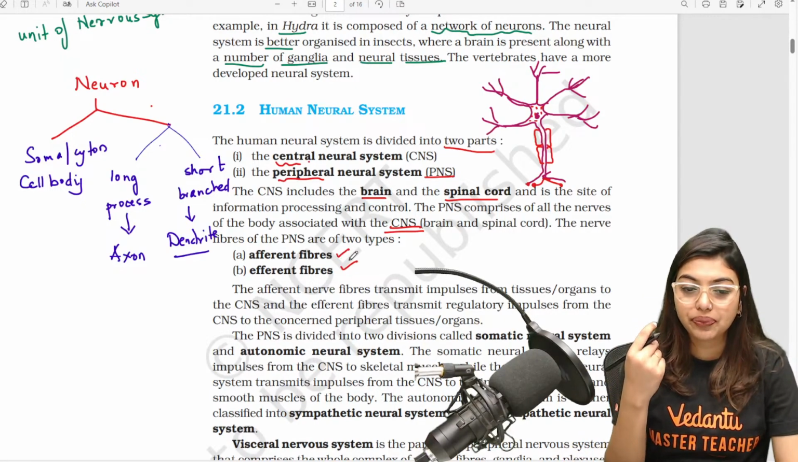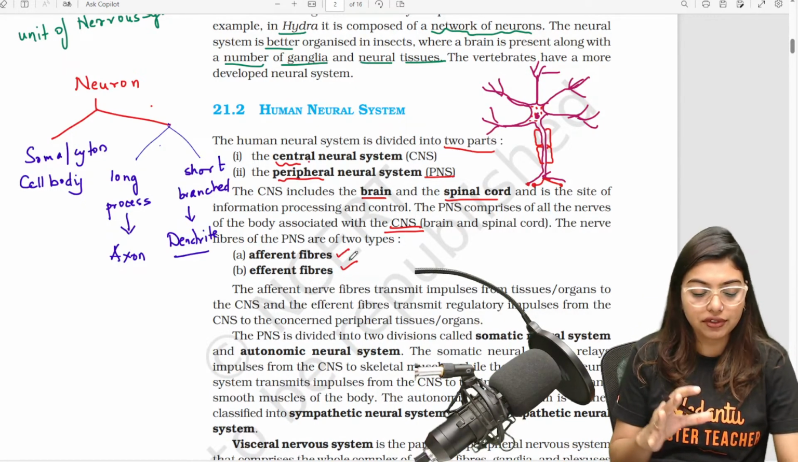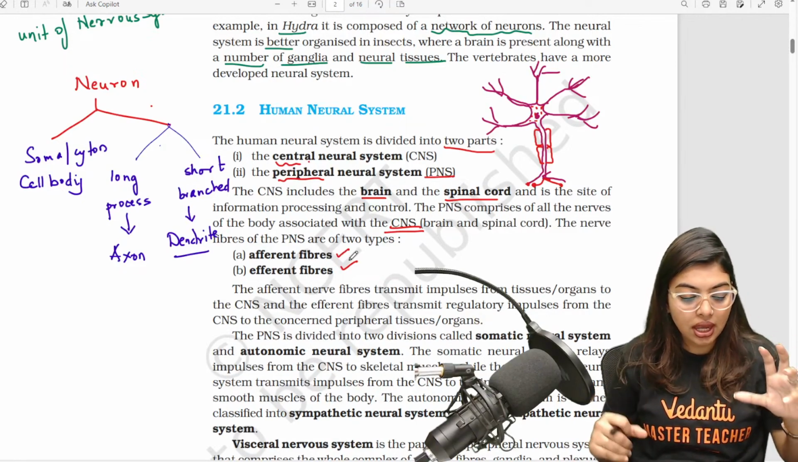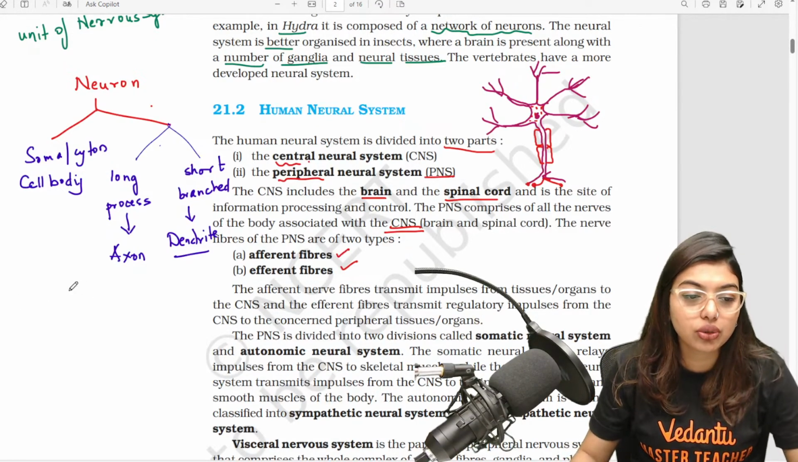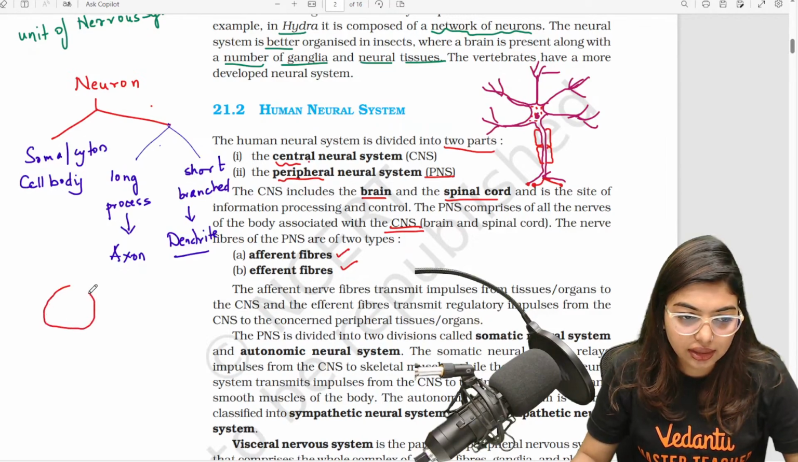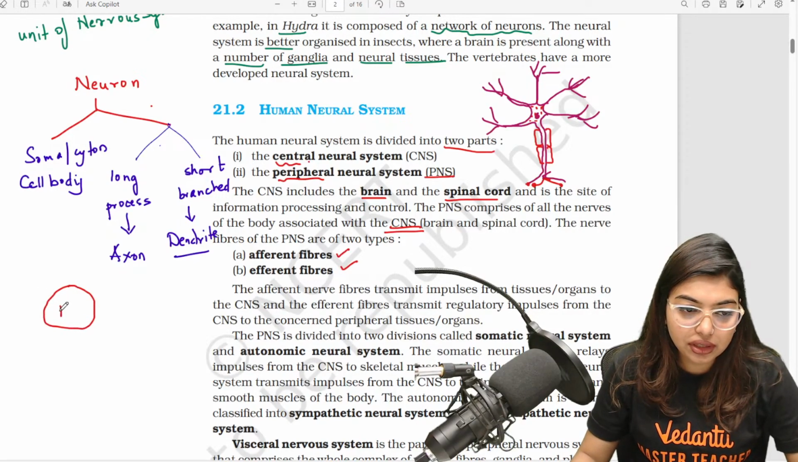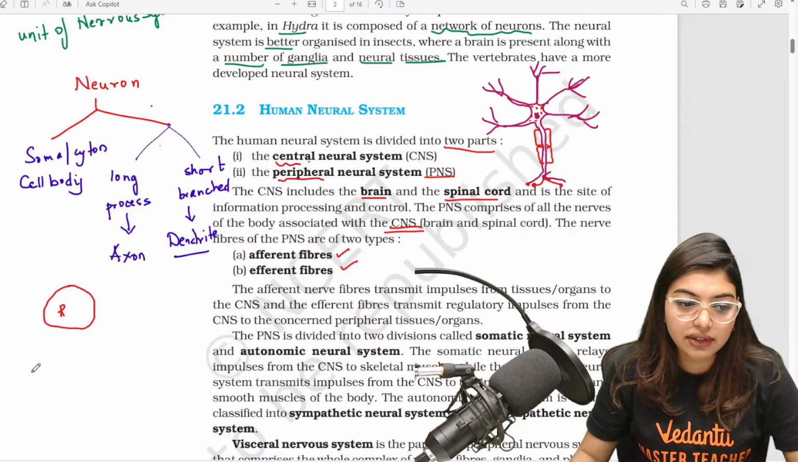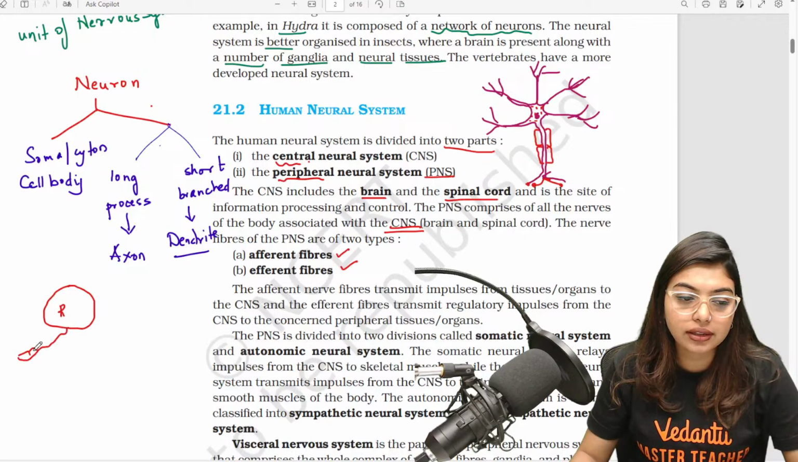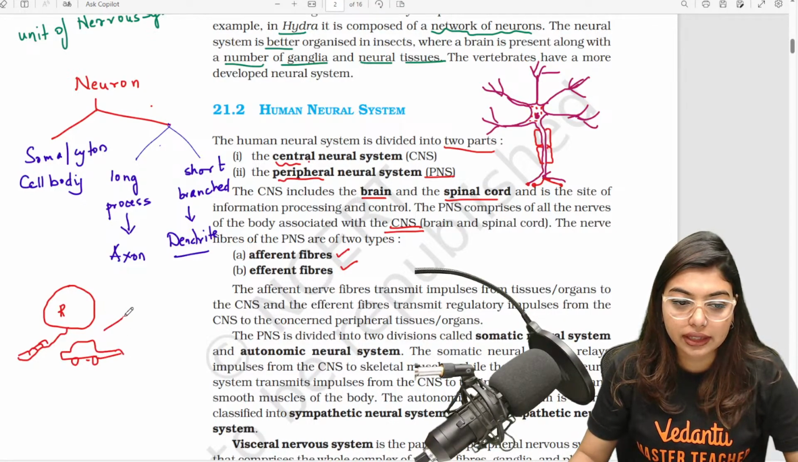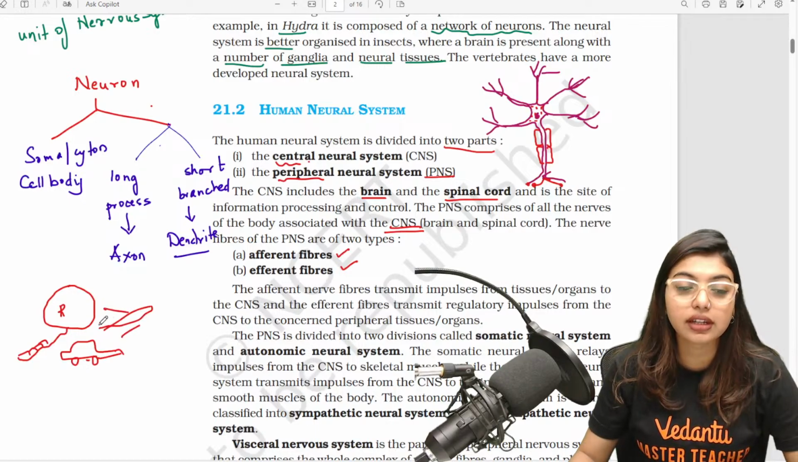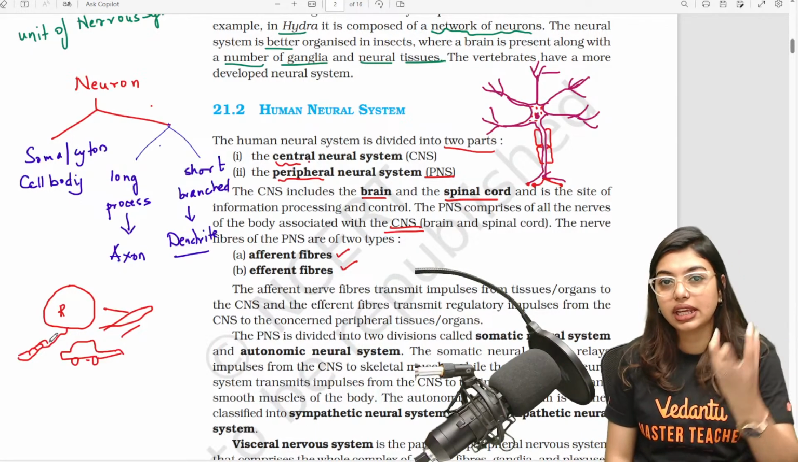Now students, before we go to afferent fibers and efferent fibers, imagine, let's say, Sweetie Chauhan is traveling to Rajasthan. Okay, this is Rajasthan. If he or she is going to Rajasthan, they will take a transport, right? They would have taken a train, or they would have taken a car, or they would have taken a flight. Now, by any means, they can reach Rajasthan.